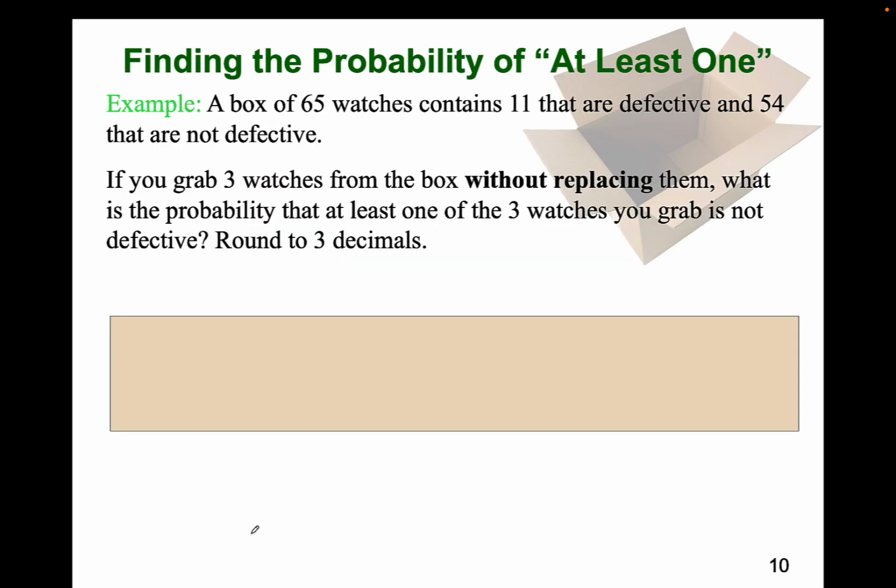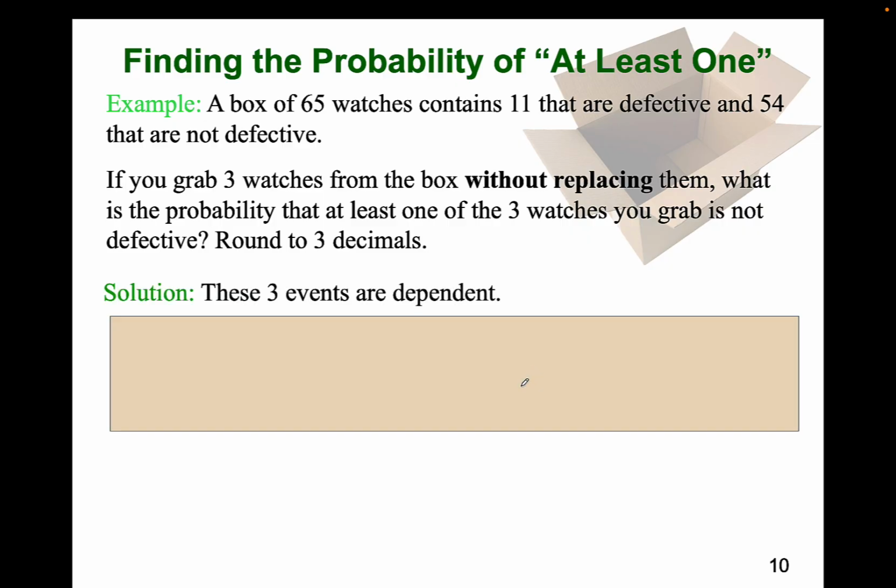Finding the probability of at least 1. Let's start with this example to help us understand at least 1. A box of 65 watches contains 11 that are defective and 54 that are not defective. If you grab 3 watches from the box without replacing them, what is the probability that at least one of the 3 watches that you grabbed is not defective? Round to 4 decimals.